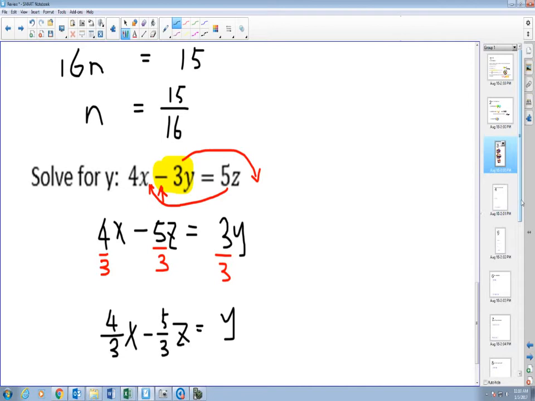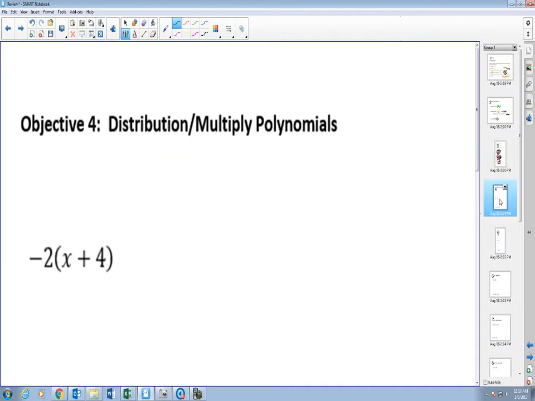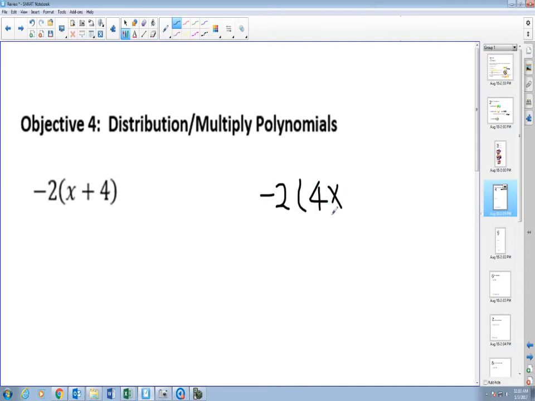All right, let's review distribution, multiplication, and multiplying polynomials here for a minute. In the previous 2 examples, I already did some distribution for you. So I'm going to add another problem here right beside it. There's a big difference between negative 2 times x plus 4 versus negative 2 times 4x. The biggest difference is, even though both problems are 1 term each, the one on the left has a plus sign in the parentheses, so that makes it 2 terms, so that will be called a distribution.